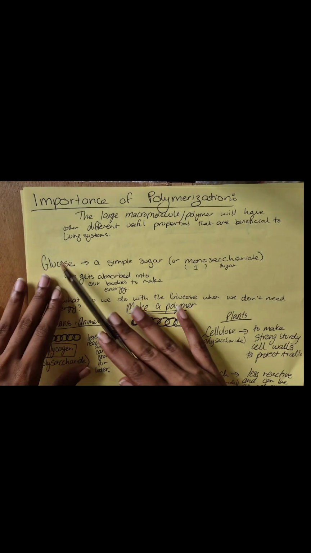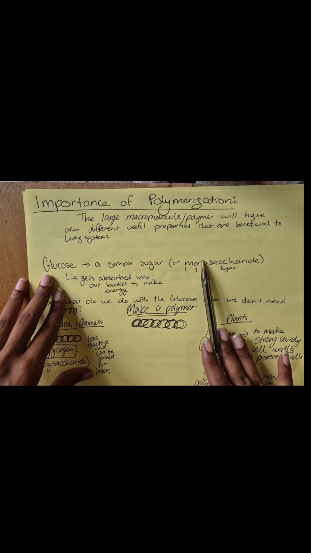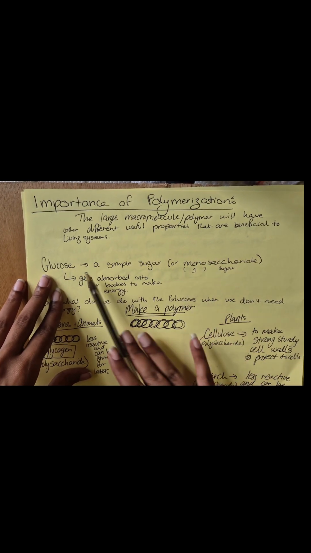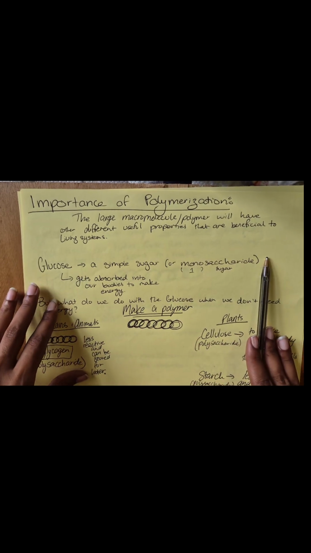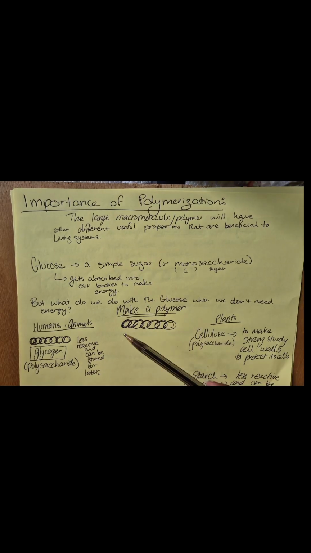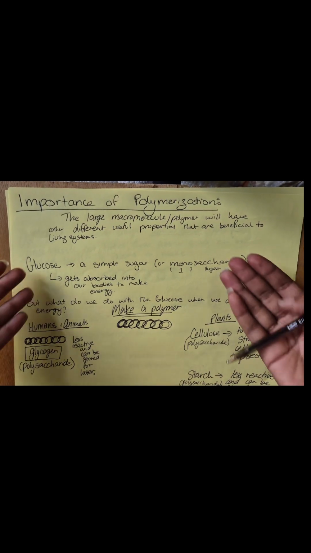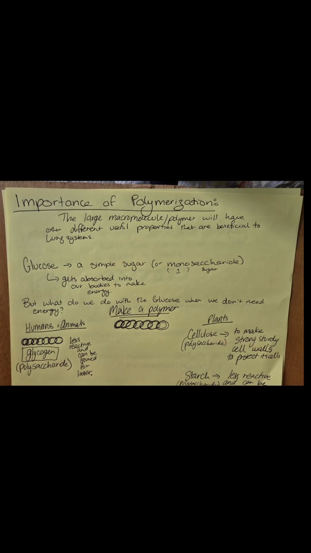So a good example is going to be glucose. Glucose is a simple sugar or a monosaccharide. Mono meaning one, saccharide meaning sugar. So glucose is a monosaccharide, right? And so glucose gets absorbed into our bodies to make energy. That's our monomer. Our monomer gets absorbed into our bodies to make energy.